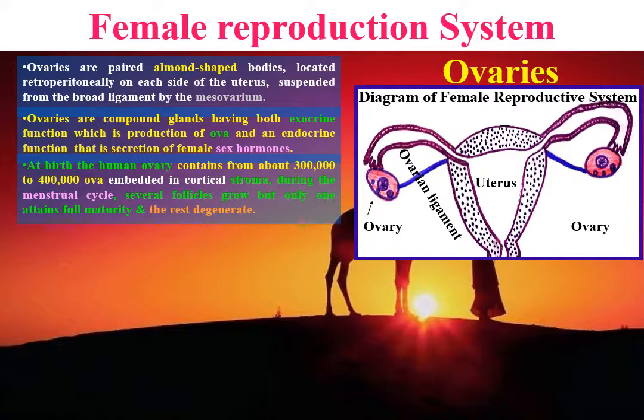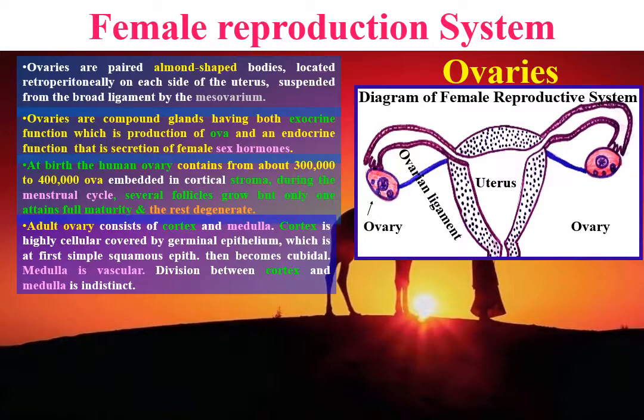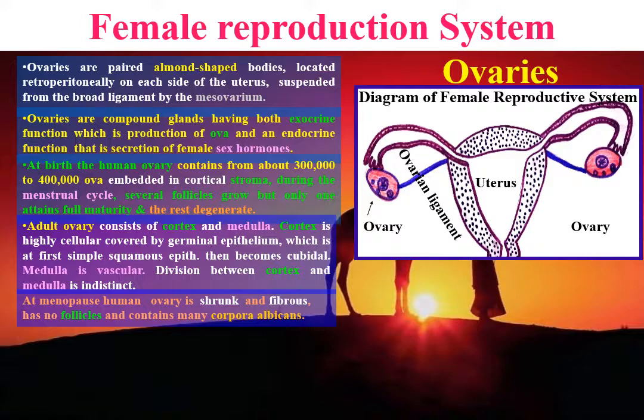stroma. During the menstrual cycle, several follicles grow, but only one attains full maturity, and the rest degenerate. The adult ovary consists of cortex and medulla. The cortex is covered by the germinal epithelium, which is at first simple squamous, then becomes cuboidal. At menopause, the human ovary is shrunk and fibrous, has no follicles, and contains many corpora albicans.